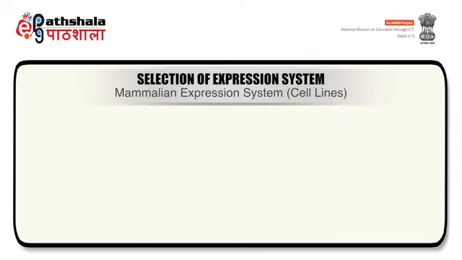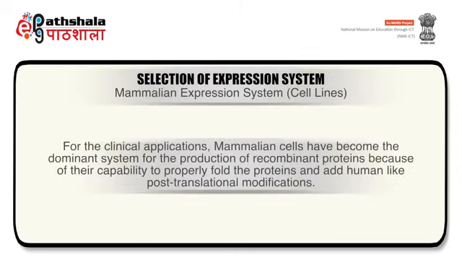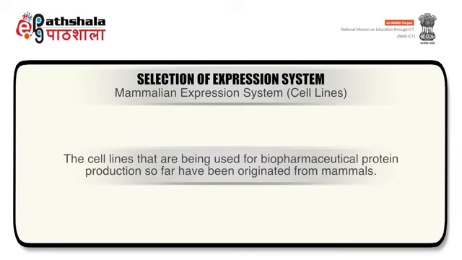The next system is the mammalian expression system or the cell lines. For the clinical applications, mammalian cells have become the dominant system for the production of recombinant proteins because of their capability to properly fold the proteins and add human-like post-translational modifications. The cell lines that are being used for biopharmaceutical protein production so far have been originated from mammals.